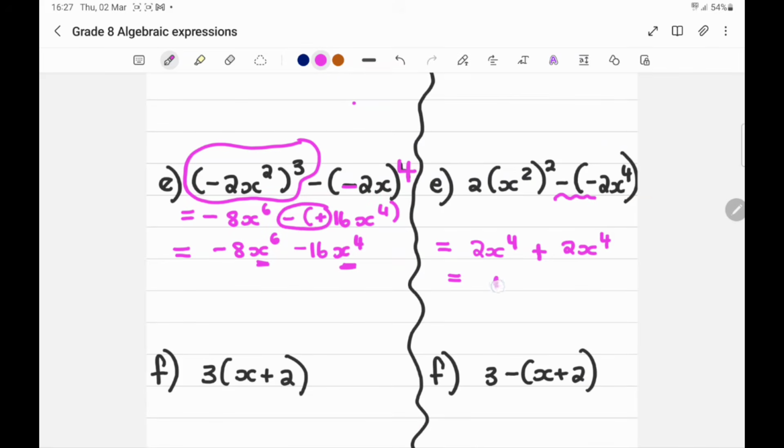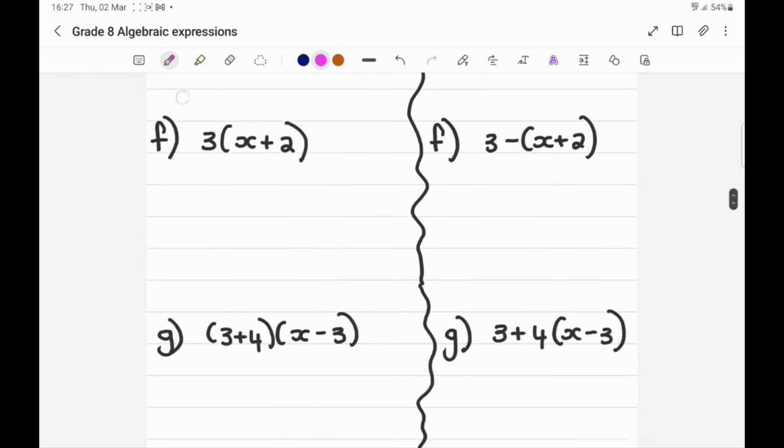Are they like terms? Yippee-doo-dah. And your base and exponent stays there. So 2 of those plus 2 of those gives you 4 of those.